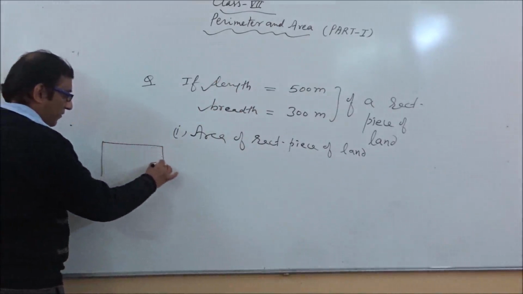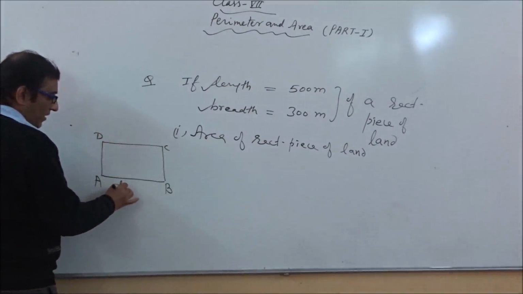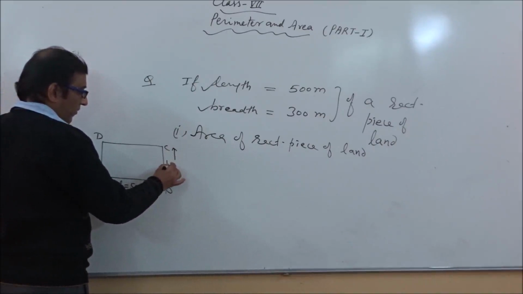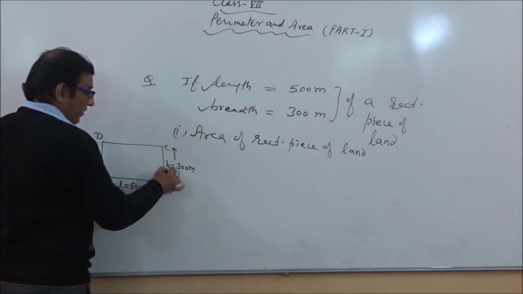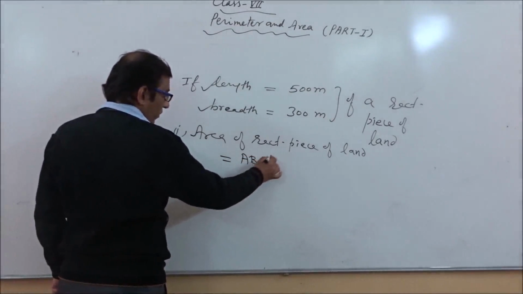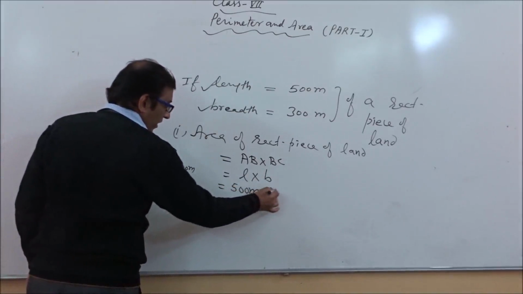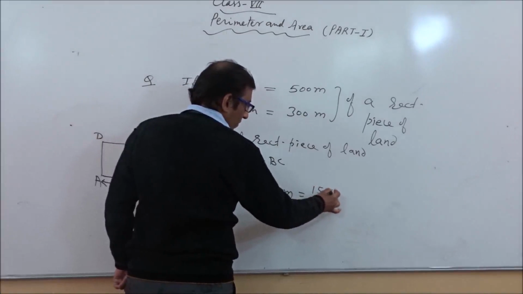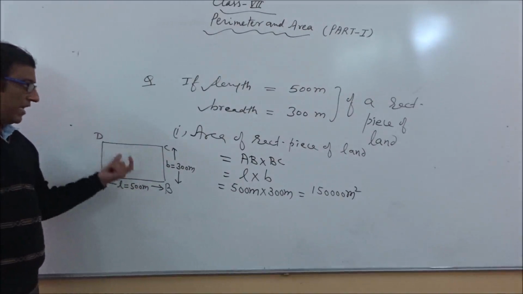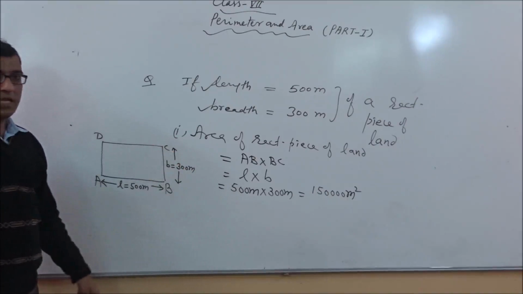So for example, if we are making a diagram, this is the diagram related with the rectangular piece. Say ABCD, so this is our length, AB, and 500 meters is given to us, and this is BC, the breadth given to us, that is 300 meters. So how can we calculate the area? The area of the rectangular piece of land equals AB into BC, where AB is the length and BC is the breadth. When we put in the values, 500 meters into 300 meters, it can be written as 1,50,000 meter square. So this is the way of calculating the area when both dimensions are given to us, and if we know the formula of the area of a rectangular piece, we will put in the values and easily solve for the area of the rectangular piece of land.